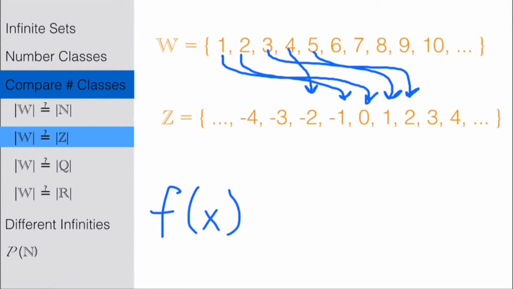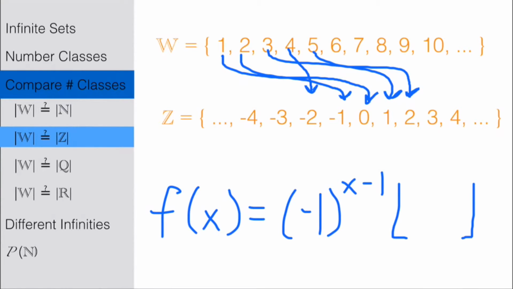So f of x in this case equals -1 to the x minus 1 times the floor function of x divided by 2. And if you're curious, feel free to pause the video right now and plug some numbers into this function to make sure it is the bijection that we defined up top.